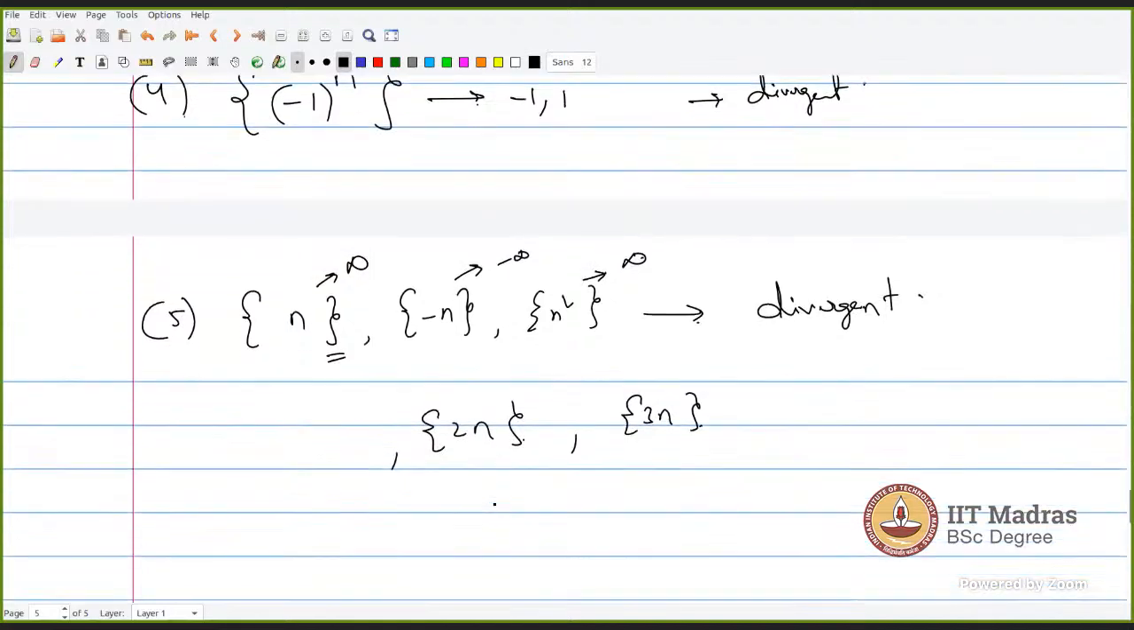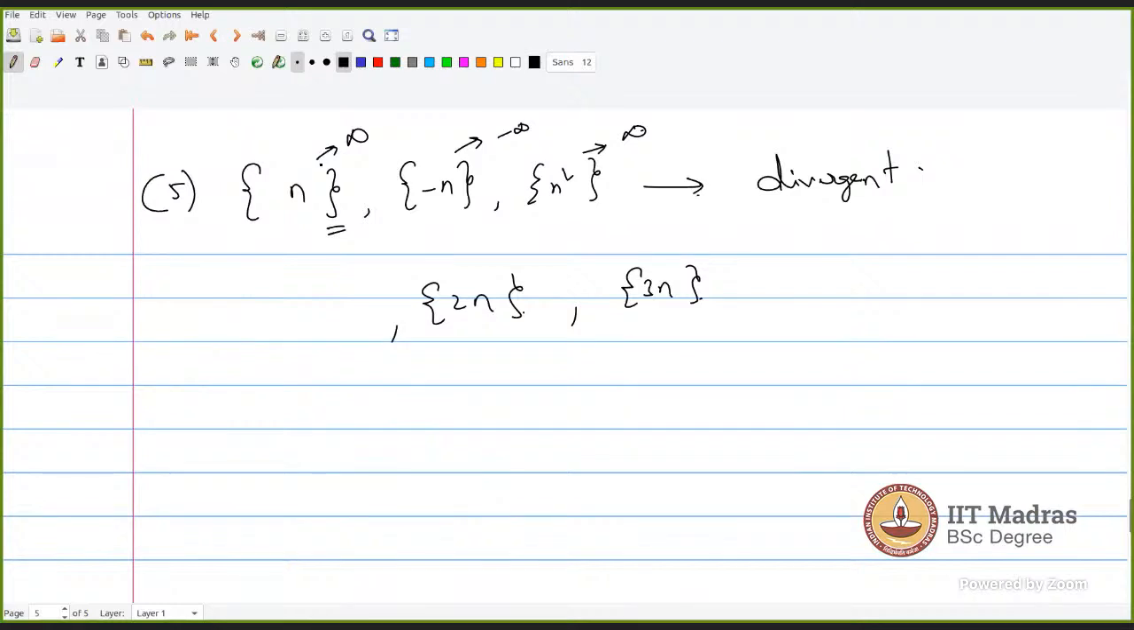Okay. Understand? One clarification: is n an integer or a natural number? Natural number. Not integer. If you say integer, then it is a positive integer.